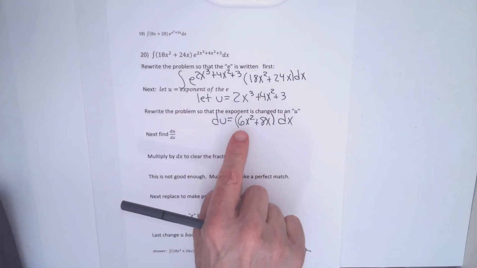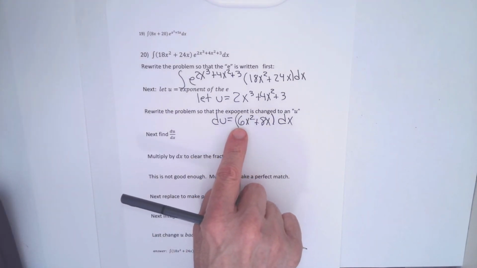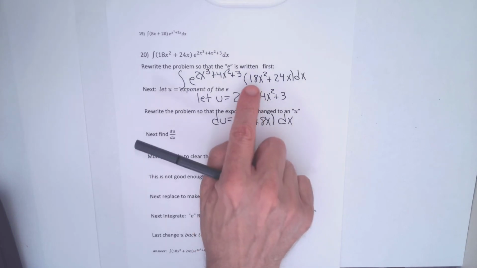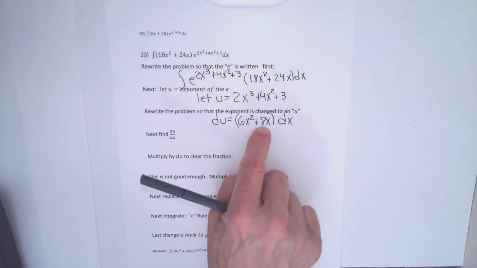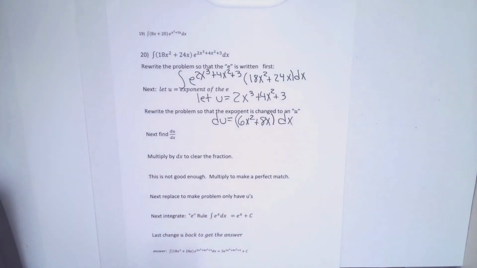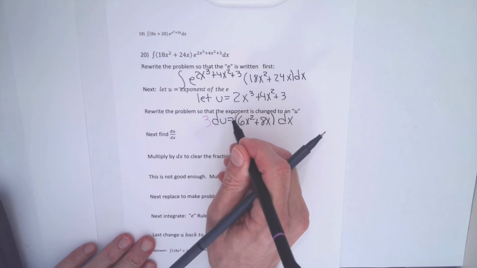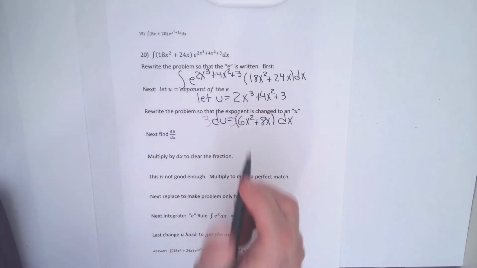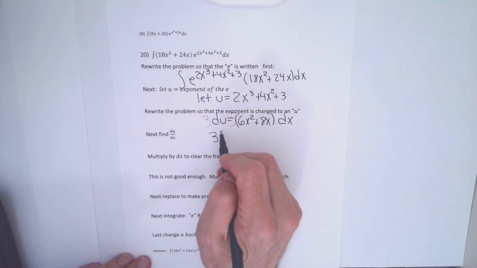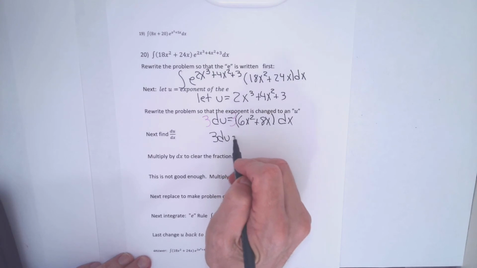And this is nice because this doesn't match perfectly, but it's easy to figure out what to multiply by, because 6 times 3 is 18 and 8 times 3 is 24. To make my match, I'm going to multiply both sides by 3. So I'm going to get on the left side 3 du. And now I'm going to multiply through the parentheses.